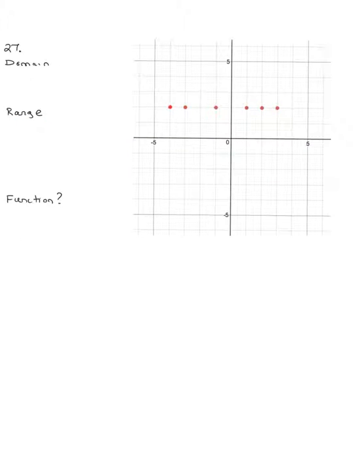For the domain, we get an x value of -4, -3, -1, 1, 2, and 3. So I'll jot those down. -4, -3, -1, 1, 2, and 3. And for the range, you only have one value. All these points appear at a y value of 2. 2 is the only number in the range. And is this a function? Yes. At each x, you only ever get one y above it. There's nothing else below it for every single point.